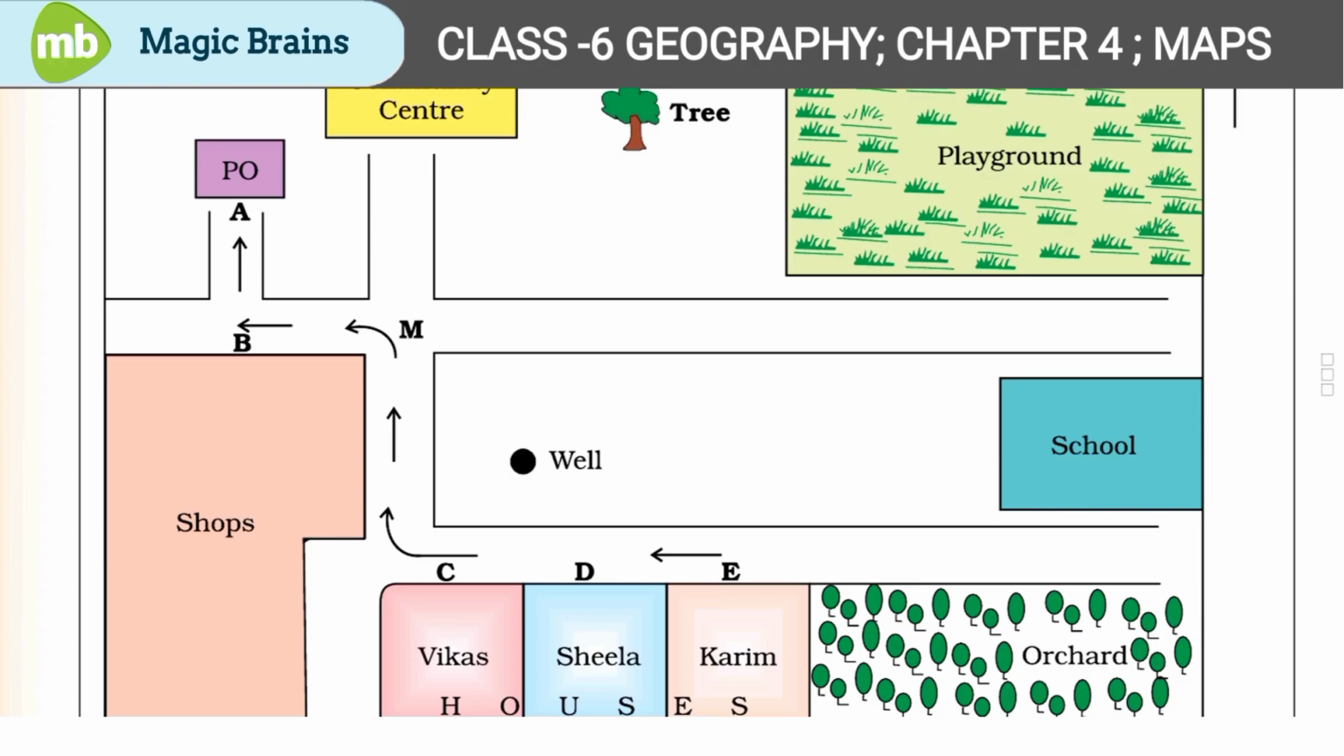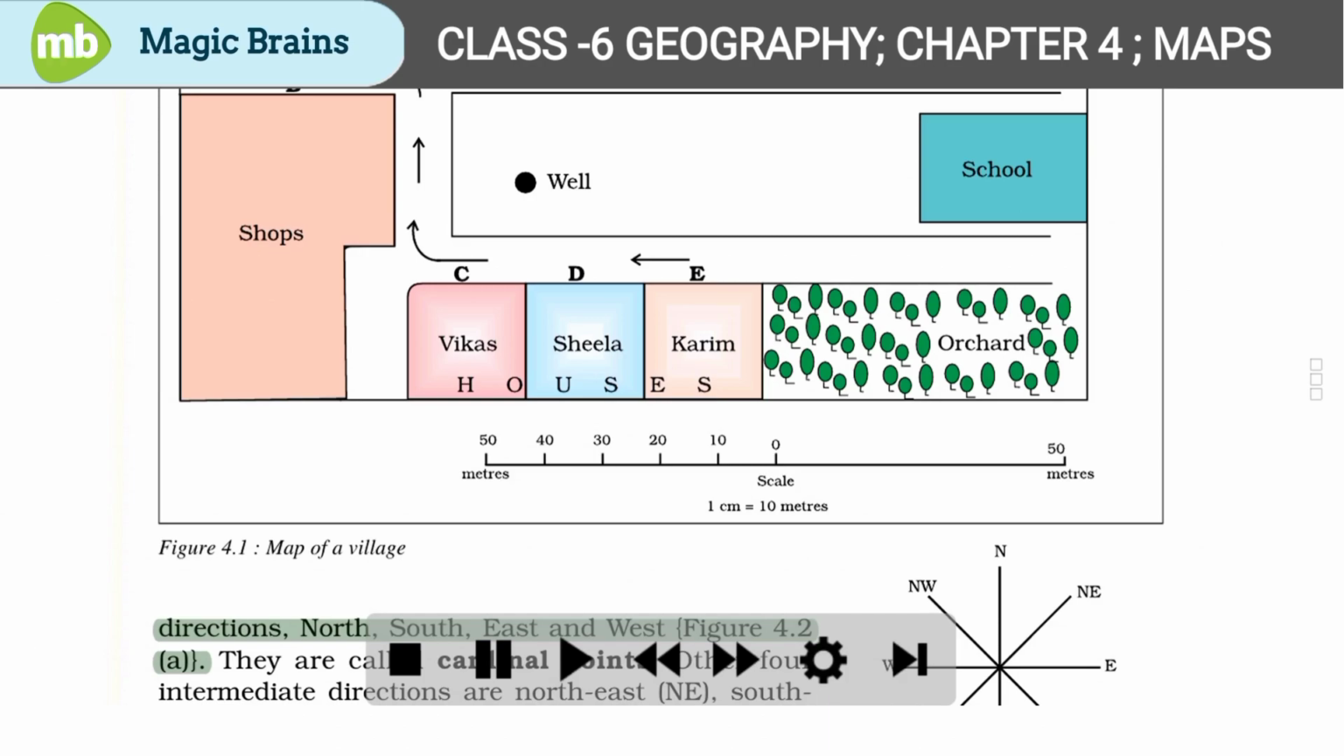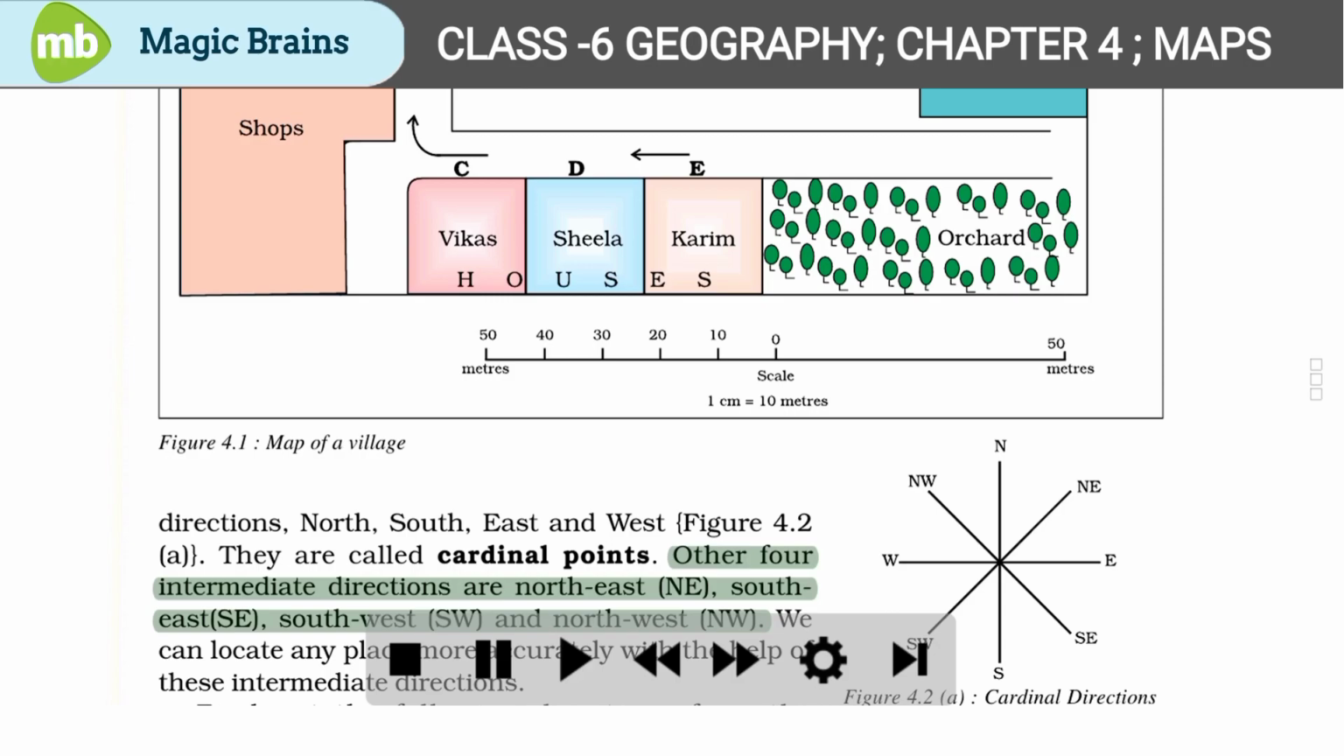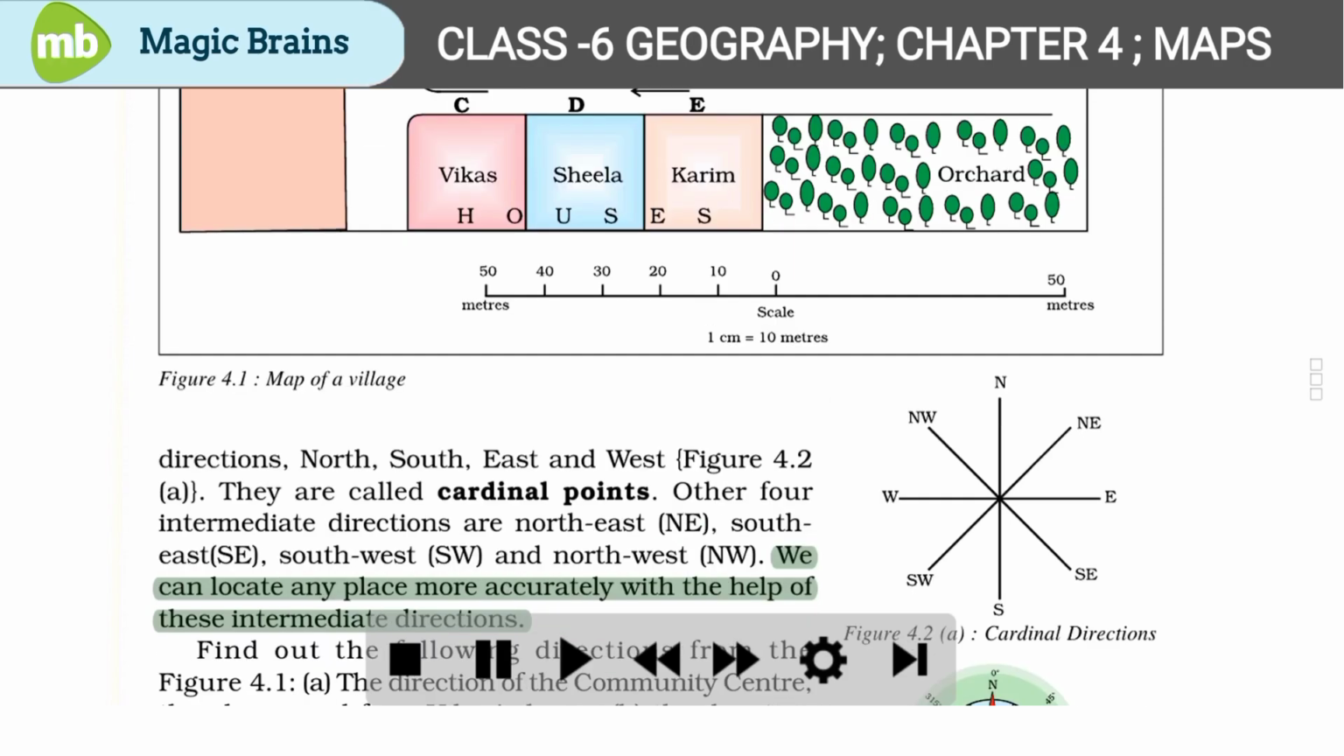Vikas's house is marked as point H. We also see pointers M, B, and A. There are 4 major directions: north, south, east, and west, as shown in figure 4.2a. They are called cardinal points. Other 4 intermediate directions are northeast, NE, southeast, SE, southwest, SW, and northwest, NW. We can locate any place more accurately with the help of these intermediate directions.